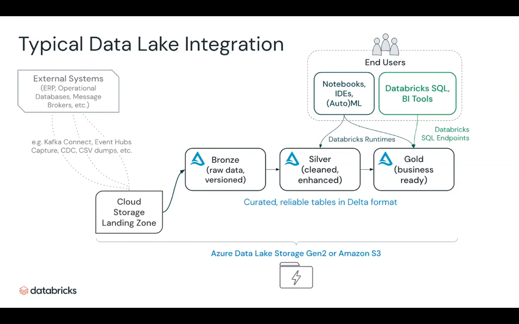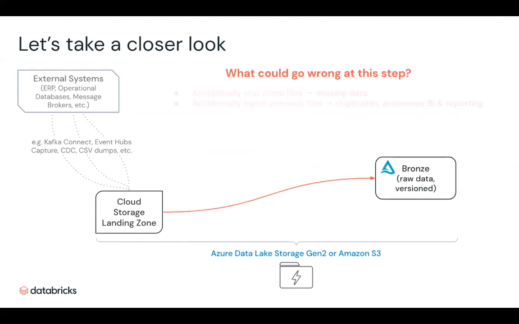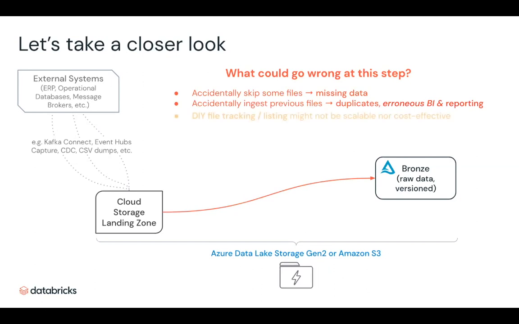What AutoLoader really helps with is this initial stage, that ingestion. There are a lot of things that can go wrong when it comes to ingesting data and getting it captured into your layer. A lot of companies will spend a lot of time and have a lot of headaches around simply getting their data into their system. Looking at some of the possibilities here, you can miss files. You could recycle and load previous files.